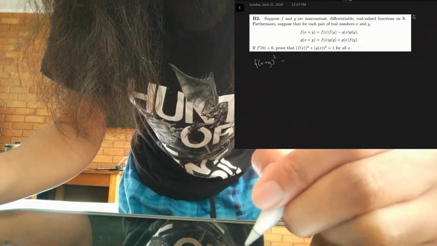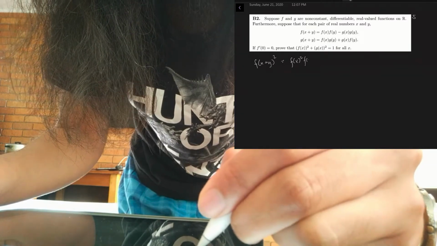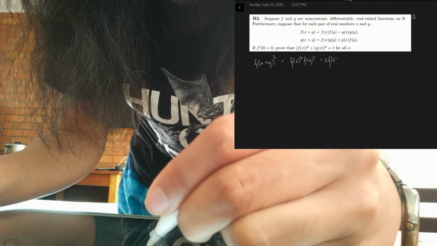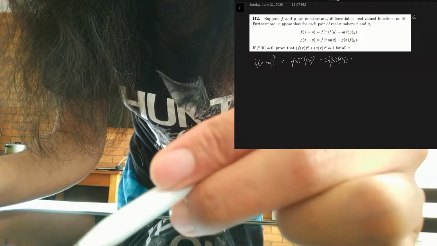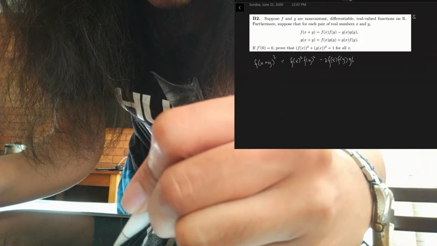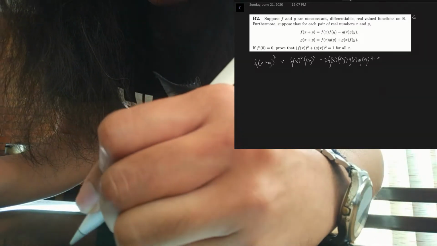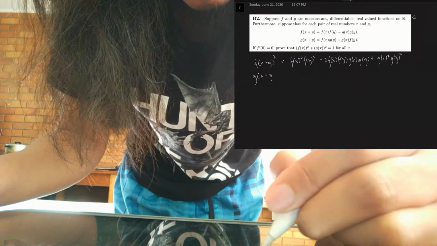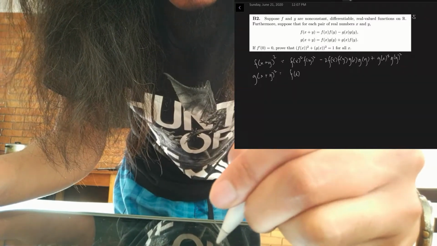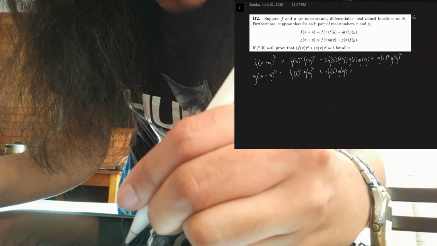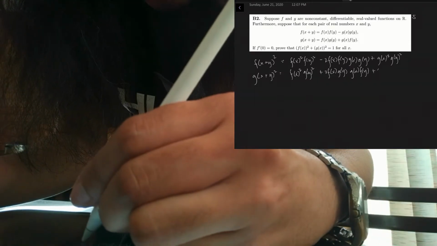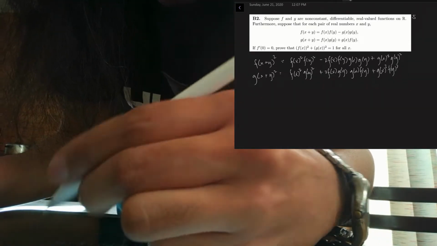of both functions. I'm thinking of squaring f of x plus y. So this gives us f of x squared, f of y squared, minus 2 f(x)f(y)g(x)g(y), plus g(x) squared, g(y) squared. Of course, we can also square g of x plus y. This will give us f of x squared, g of y squared, plus twice f(x)g(y)g(x)f(y), plus g of x squared, f of y squared.